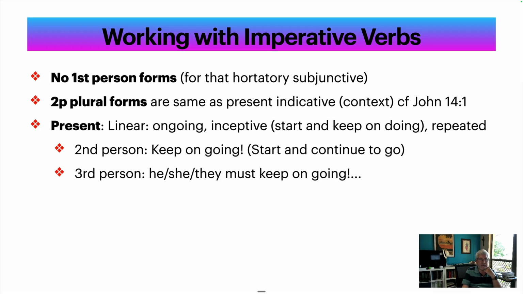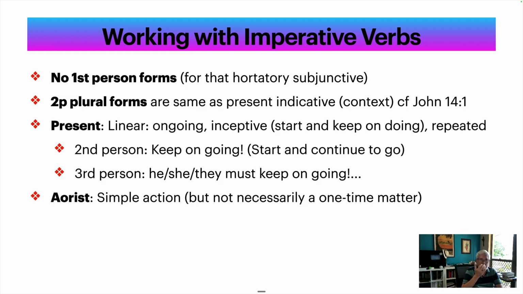And the third person present tense is not so much giving permission as giving a command that impacts a third person. So I might be saying it to you, but it's going to involve somebody else. He, she, they must keep going.